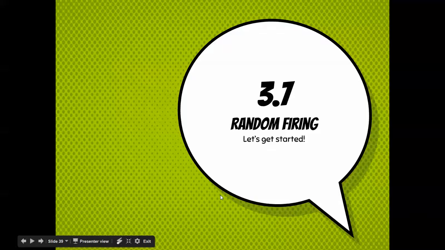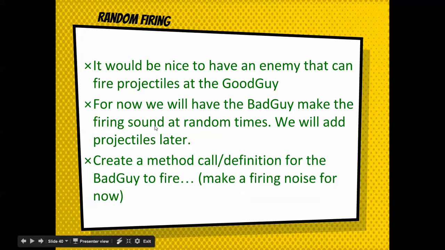Alright, ladies and gentlemen, random firing. We're going back to random number generation. It'd be nice to have an enemy that can fire projectiles at the good guy in a random way. We're not going to do projectiles yet, but for now we're going to have the bad guy make a firing sound at random times, and then later we're going to add the projectiles.